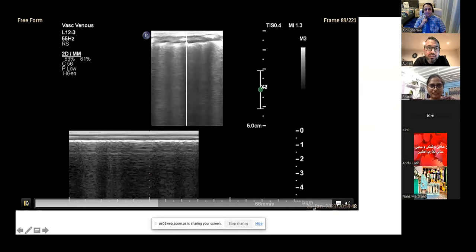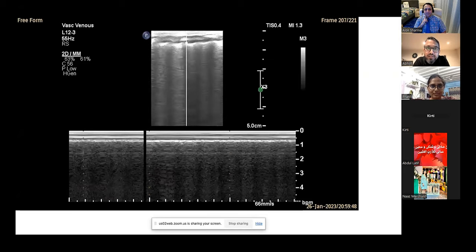As you rightly said, there's a pleural sliding, pleural line, there's a bat wing sign appearance. I can't appreciate any A lines in this particular image. And you have beautifully demonstrated the M mode, getting the sandy beach or a seashore sign.